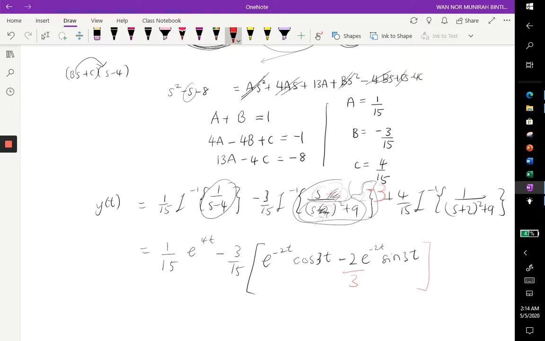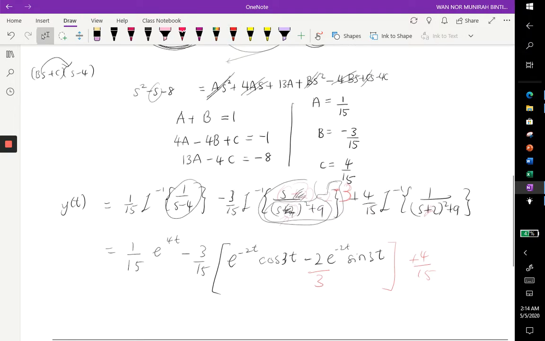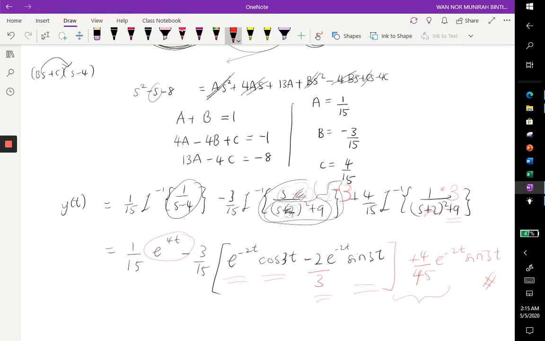Plus 4 over 15, this one also, you have e to the negative 2t times the Laplace inverse of 1 over S square plus 9. Your a is 3, so we expect the solution to be sine 3t. We must have 3 in the numerator; you don't have 3, so you create the 3 and divide by 3, so you have over 45. So this is our solution. And check: we have e to the 4t, we have e with cosine, and e with sine. So this one you can simplify.